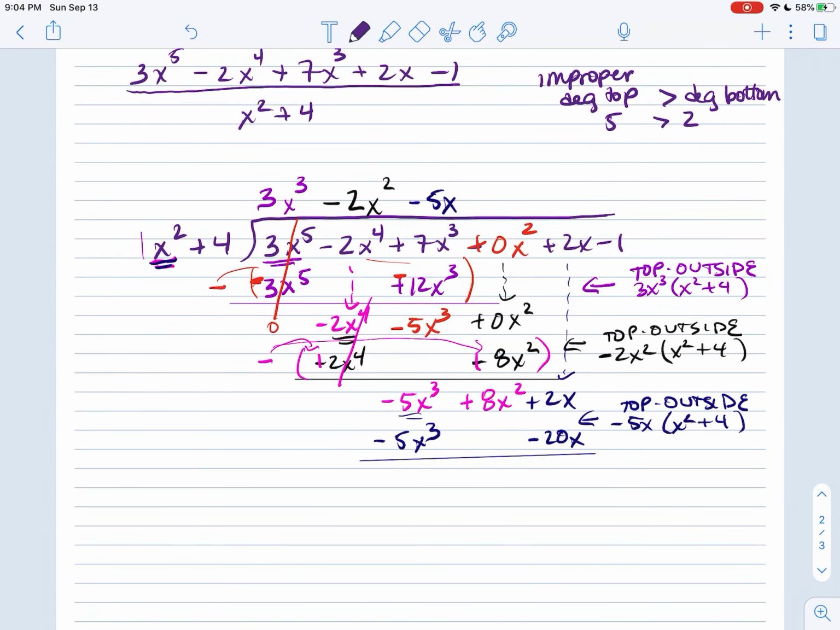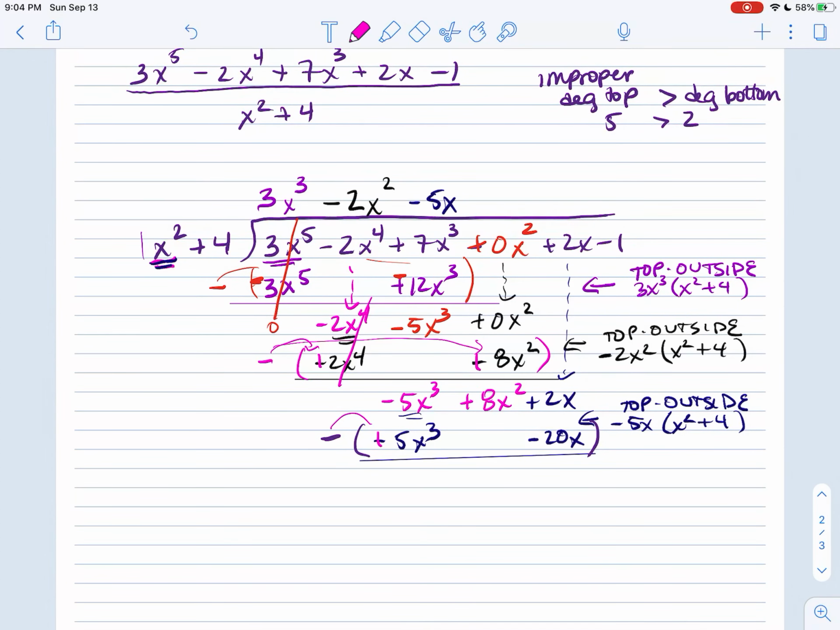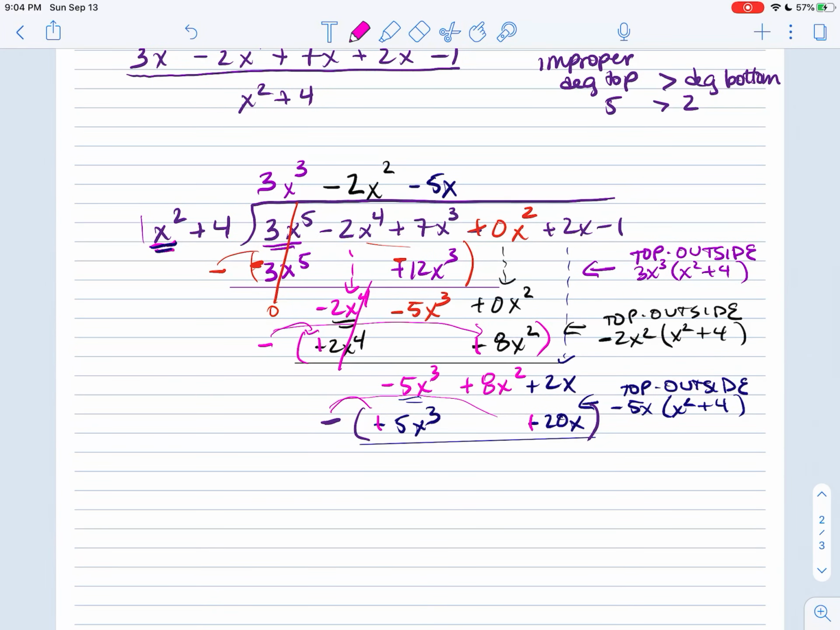And so my next step, again, just like with long division, is to subtract. And in order to subtract, I want to clear my parentheses, distribute again, and this is going to turn this one into a plus. It's going to turn this one into a plus, and now I'm going to be able to collect my like terms, and I end up with this one going away. I can drop down my 8x squared, and 2x plus 20x is plus 22x, and I can drop down my minus 1 as well. And now finally I'm going to have one last step to make.